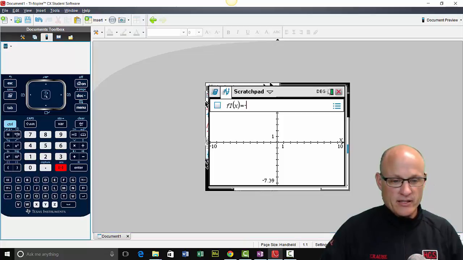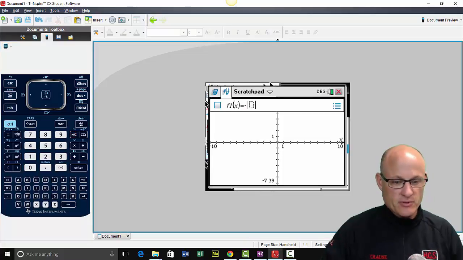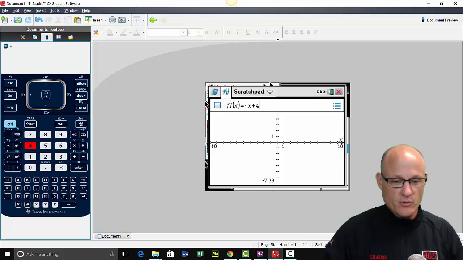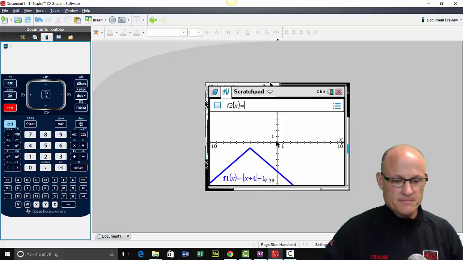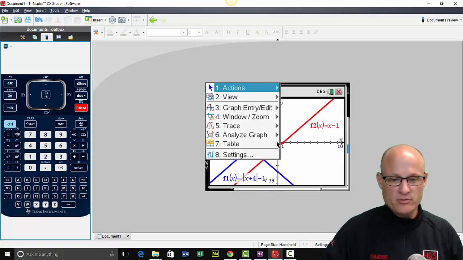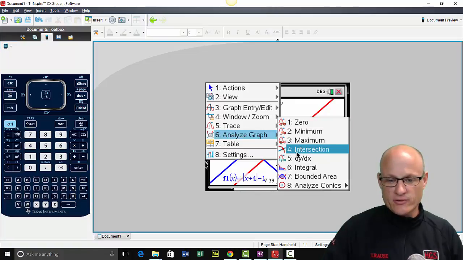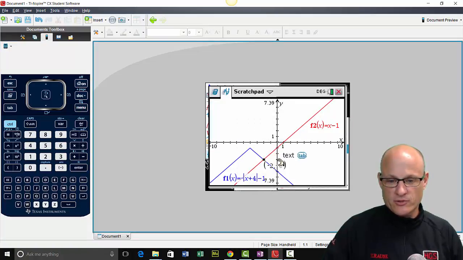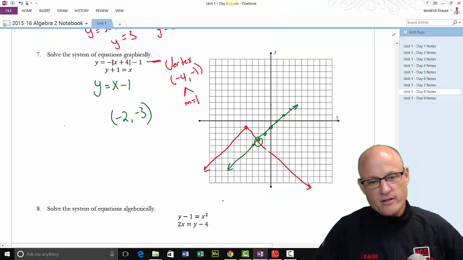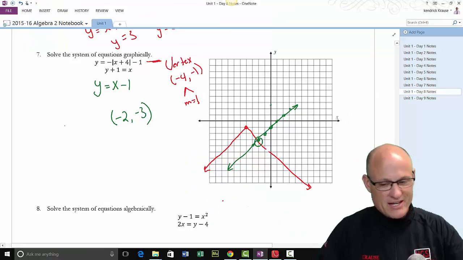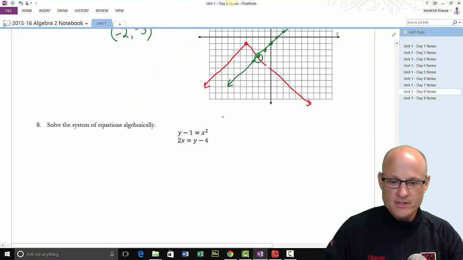Negative, be careful, negative absolute value of x plus 4 minus 1. Enter. Bam, that looks like, I did a good job. Tab, x minus 1. Enter. Now I got a menu. Analyze it. Intersection. Good enough. -2, -3. Is that what I wrote down? -2, -3. We got one left, my bros and sisses.